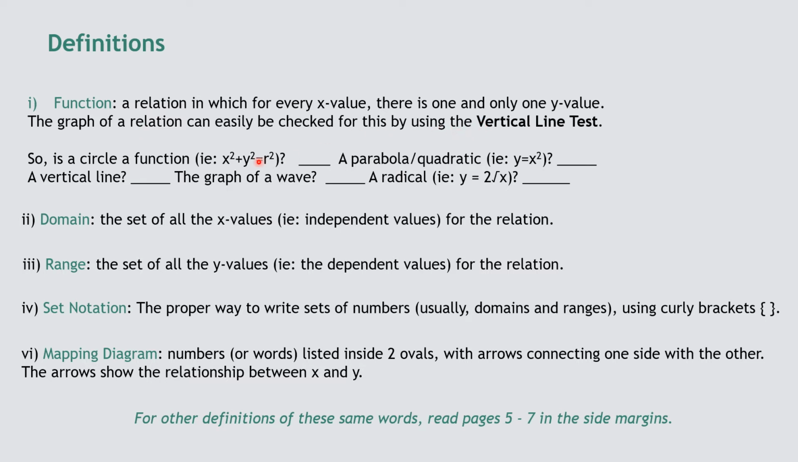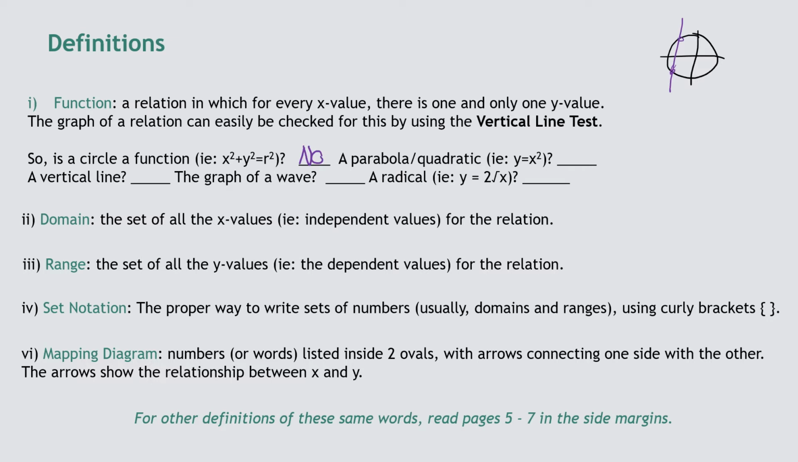So imagine a circle. You did circles in grade 10. Imagine what a circle looks like. If you drew a vertical line through a circle, let's see, here's a circle. Draw a vertical line through the circle somewhere. Is there any place you could draw a vertical line through the circle where it would cross twice? Of course. So that's not a function because it's failing the vertical line test. So is a circle a function? No, it's not a function.